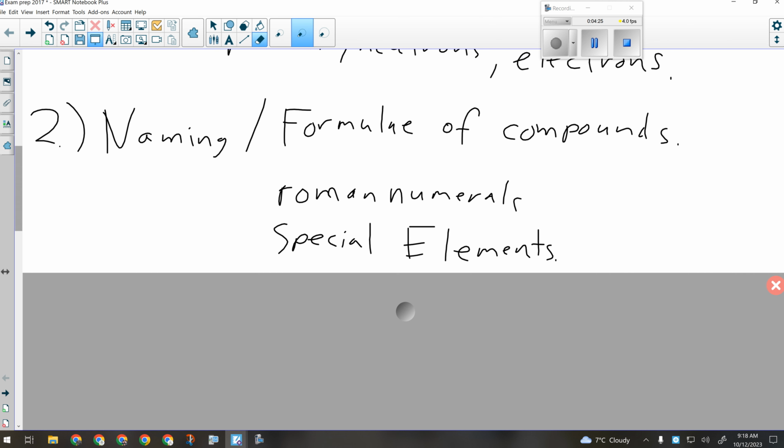And things to remember: Roman numerals, when to use them, when not to use them, and your special elements. You do need to know those, because in reactions, if you forget them, it costs you big. So remember which ones are special. The ones that are special are hydrogen, nitrogen, oxygen, fluorine, chlorine, bromine, iodine, astatine, phosphorus, and sulfur. Those are the special ones.